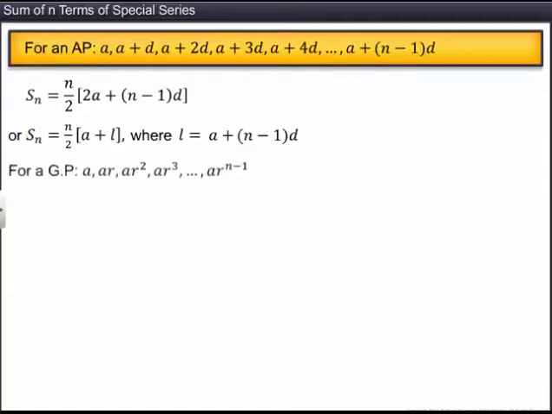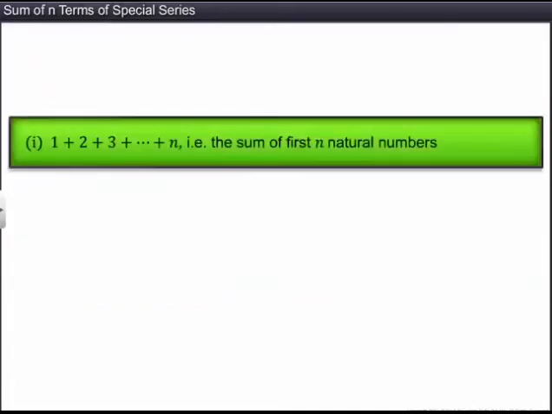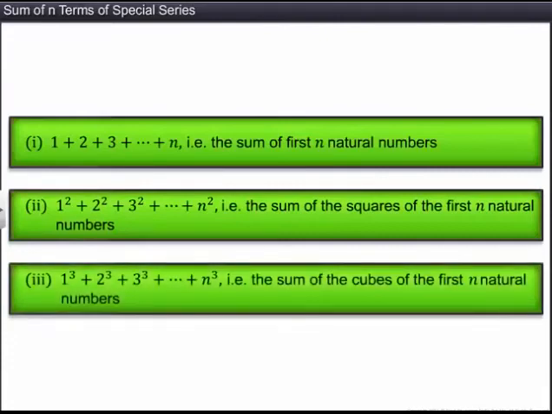And for a GP having n terms, the sum of the series is equal to na if r is equal to 1. It is a into (1 minus r raised to the power of n) divided by (1 minus r) if r is less than 1, and a into (r raised to the power of n minus 1) divided by (r minus 1) if r is greater than 1. We shall now find the sum of the first n terms of some special series.